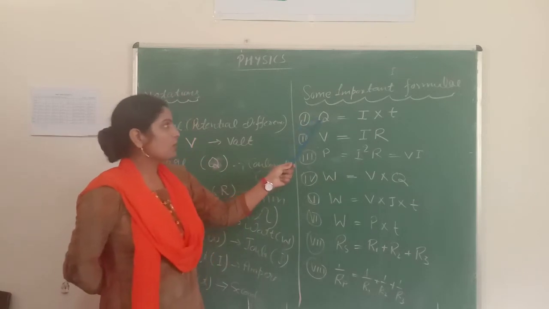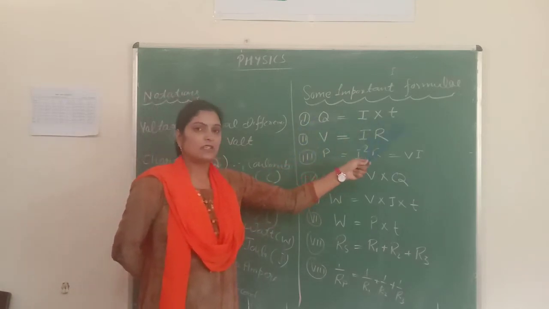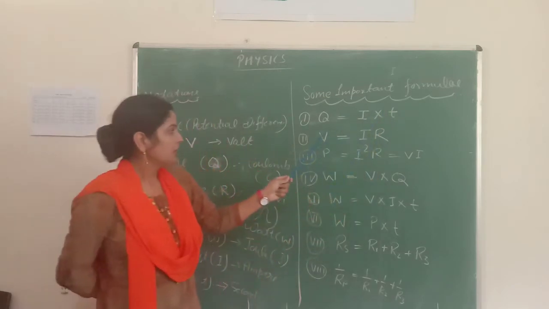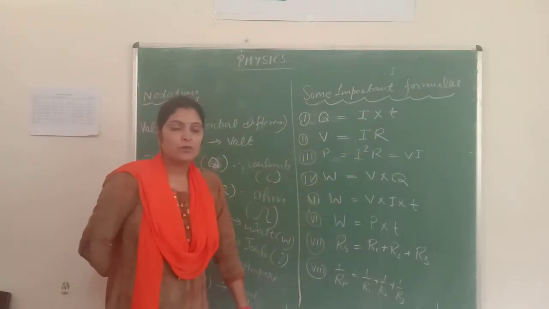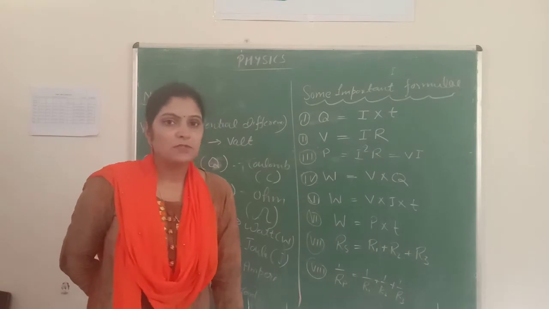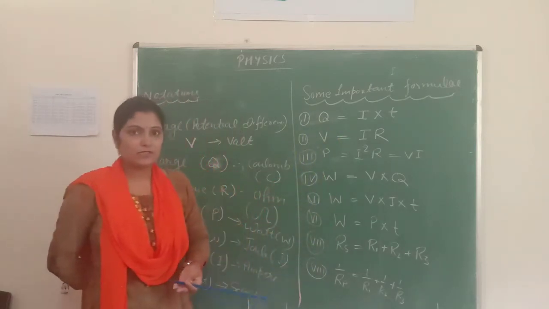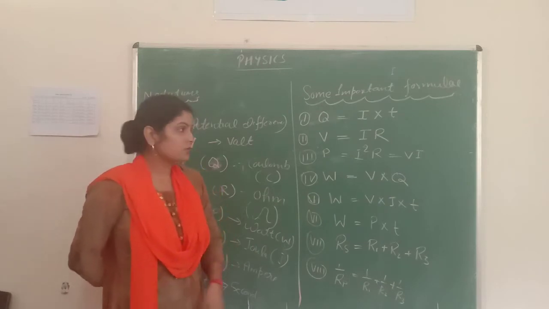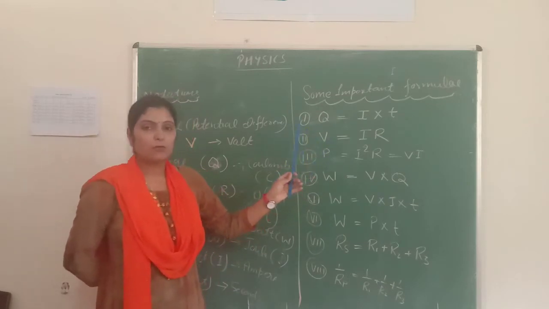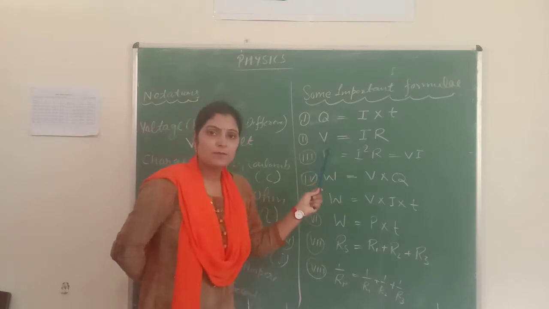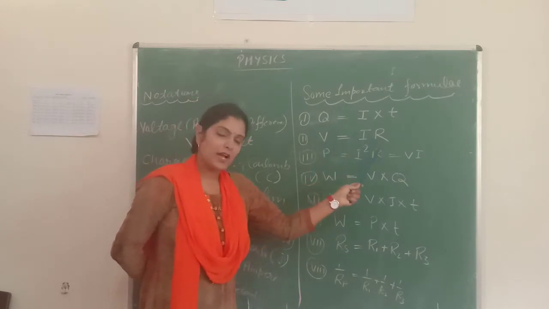So first is Q is equal to I cross T, means charge is equal to current multiplied by time. V is equal to IR. What do we call this? Ohm's law. Ohm's law is deleted from your chapters, as 30% syllabus is reduced, but you must know the formula for Ohm's law because we have already studied it. So what is the formula for Ohm's law? V is equal to IR.